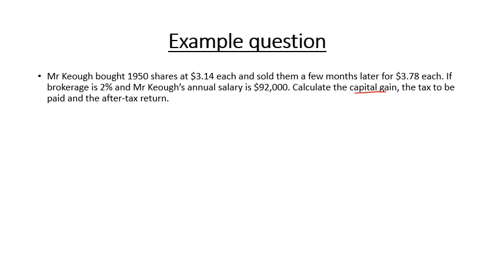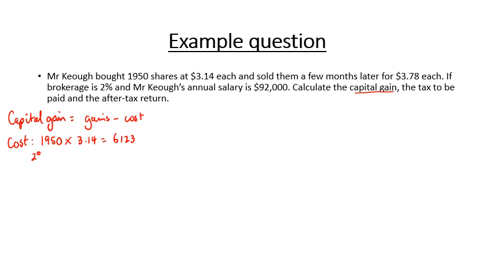We're going to look at the capital gain first. Remember that the capital gain is equal to our gains minus our costs. In order to work that out, we need to work out what the gains were and what the cost was. So let's work out the initial cost. The initial cost was 1,950 shares at $3.14. So that gave us $6,123, the initial cost.